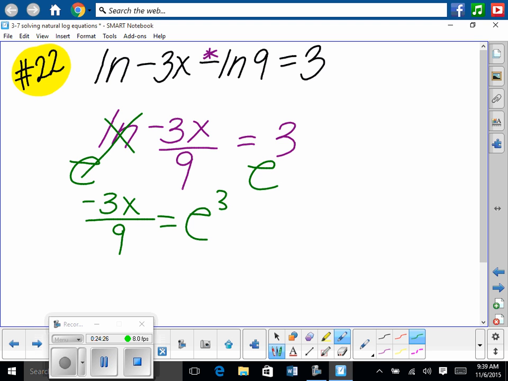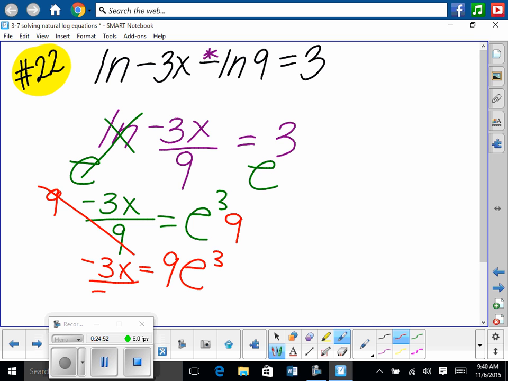This is the answer that's acceptable. I don't want you to calculate e to the third. On an ACT, they wouldn't. They'd leave the answer as e to the third. Leave it as e to the third. Does everybody understand that? Now just algebraically solve for x. So I'm going to multiply both sides by 9. So we have negative 3x is equal to 9e to the third. I'm going to push you to put the 9 in front. You guys all can recognize that that looks better.